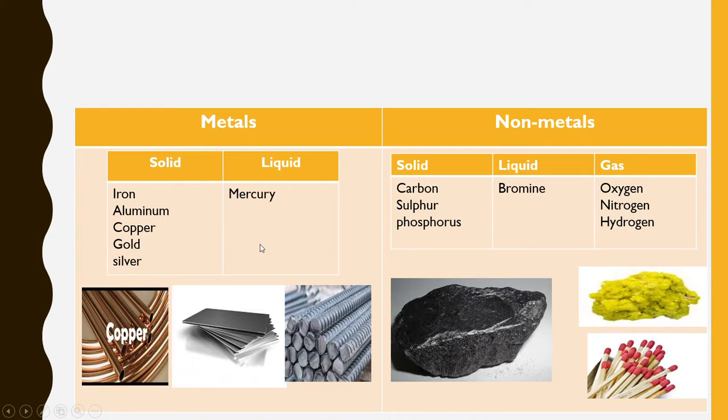We use the mercury inside the thermometer because it is liquid metal. The non-metals, we have some examples of non-metals. They are solids and liquid and gas.